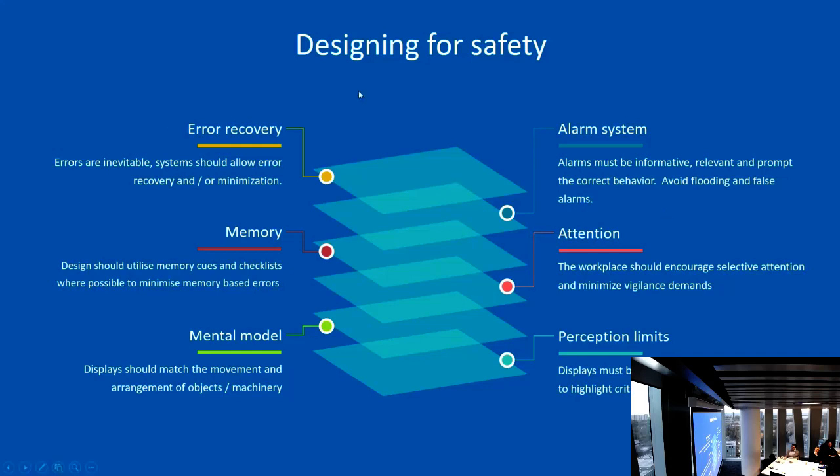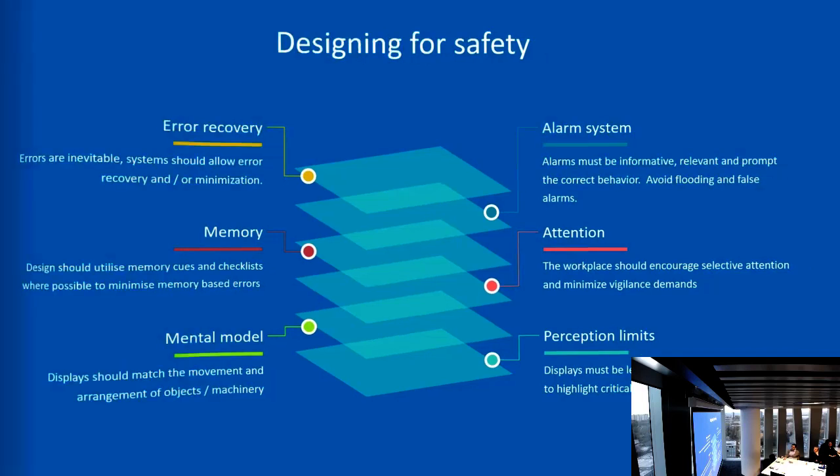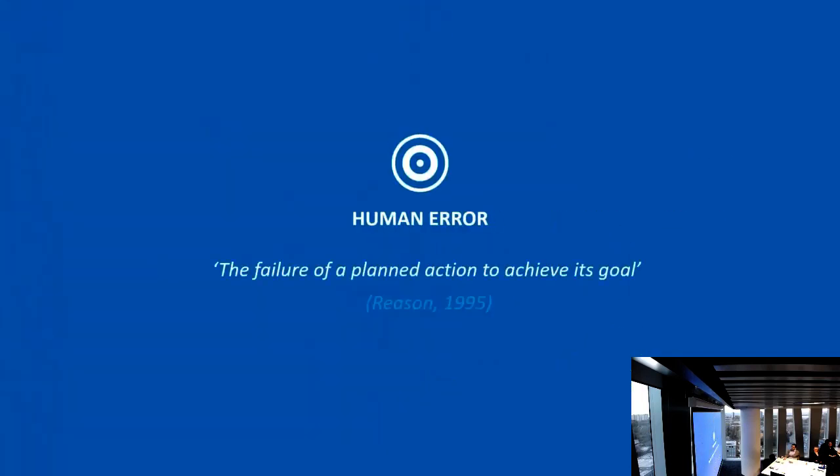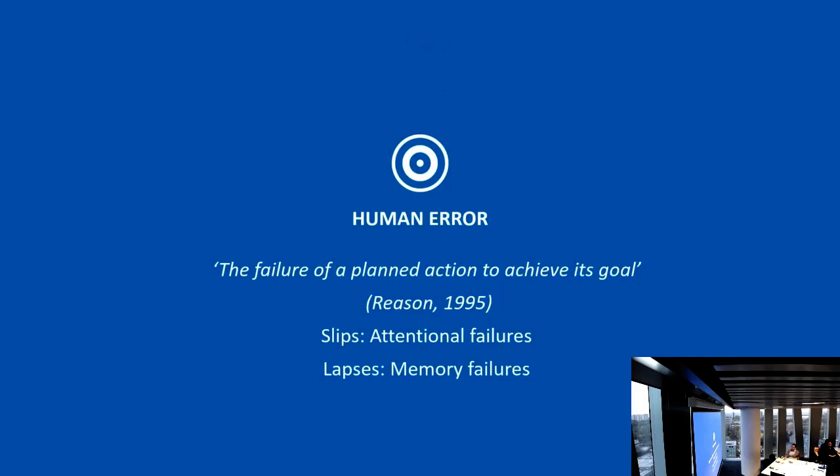And finally, ideally, you want to allow for error recovery. So you want to accept that errors are likely to occur, and ideally the workers should be able to retrace their steps and recover from the error or minimise the outcome. So human error is essentially the failure of a planned action to achieve its goal, and this tends to have two main aspects, which tend to be slips, which are attentional failures. For example, we might be distracted and then carry out an incorrect action, or they tend to be lapses, which tend to be related to memory issues, so we might forget a step in a series of actions within a task.